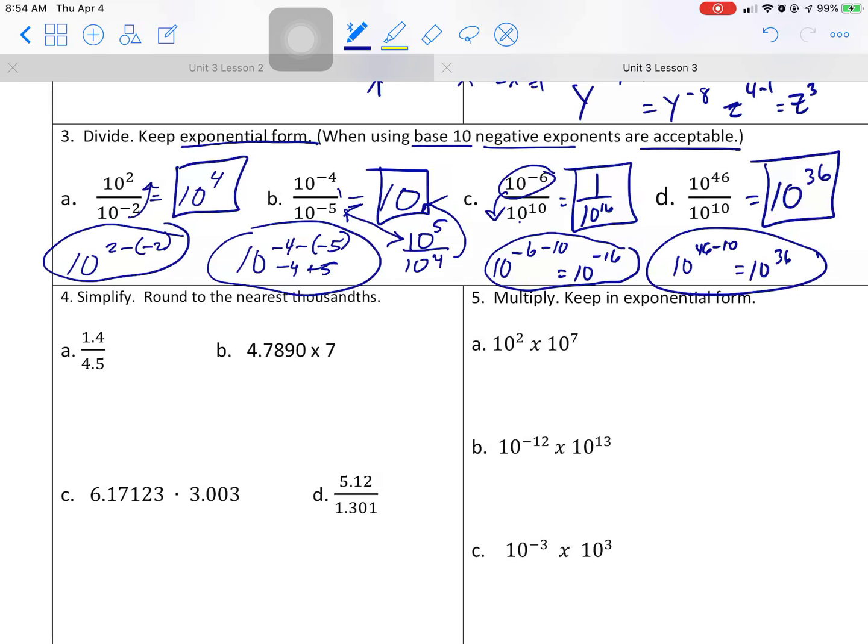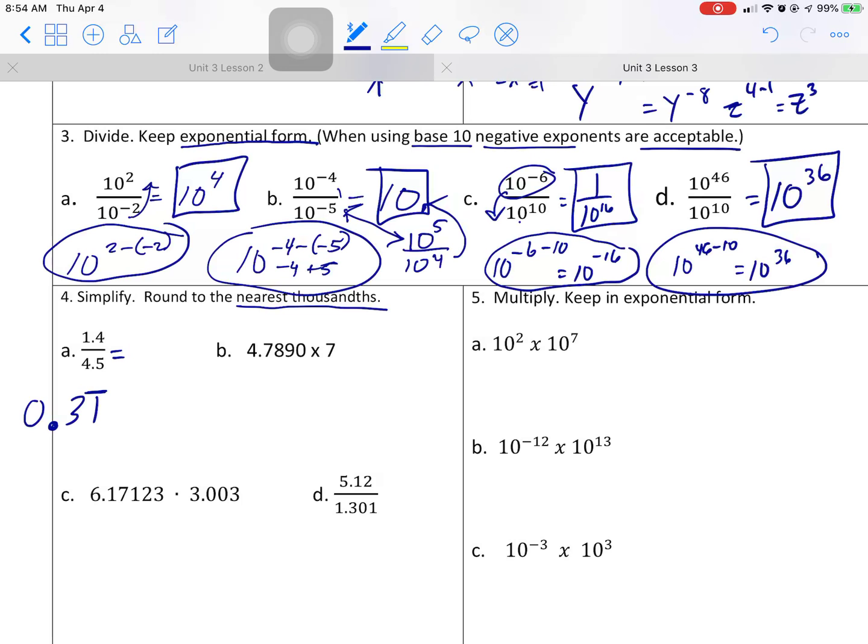Simplify and round to the nearest fraction. I need to get my calculator out. Hang on. All right. For scientific notation, we are going to be working with some decimals. So 1.4 divided by 4.5 is 0.31 repeating. All right, then it says round to the nearest thousandth.